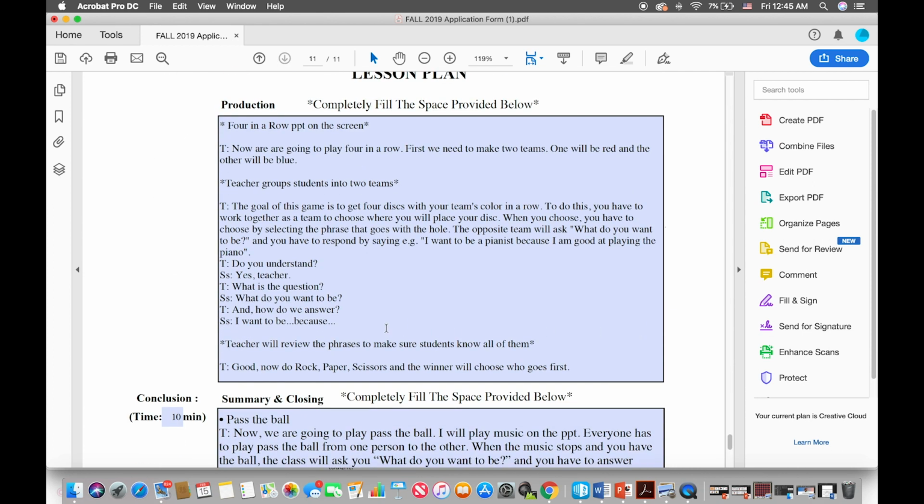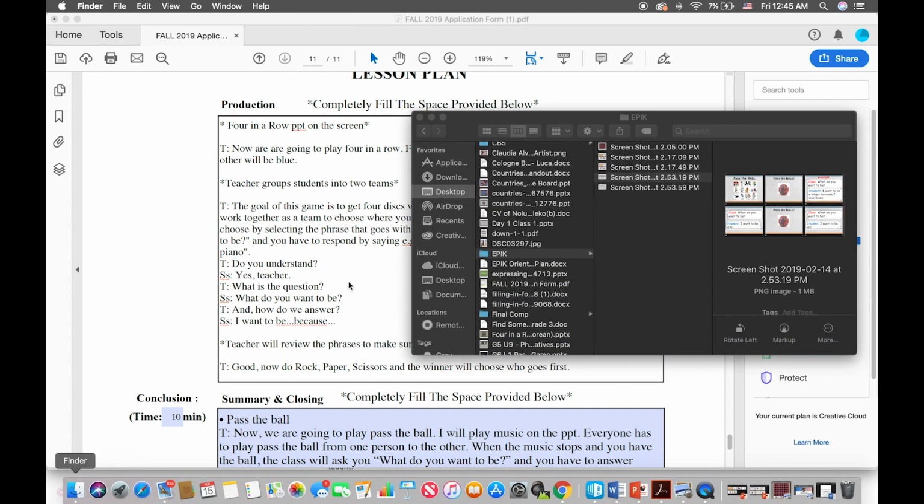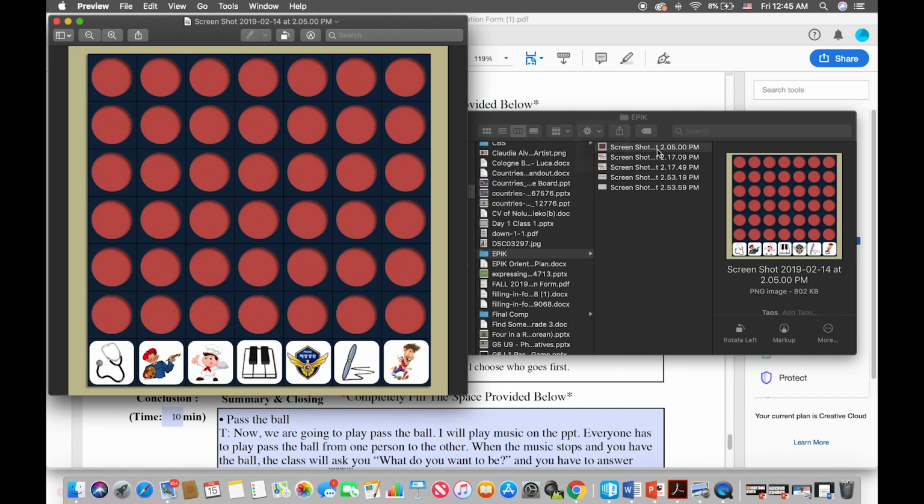Then moving on to production, this is where I actually include games. So here we have 4 in a row, which is a game. Let me show you. So this is 4 in a row, as you can see. In order for them to put the circles on the board, they need to say something about this, something about this, and so on.